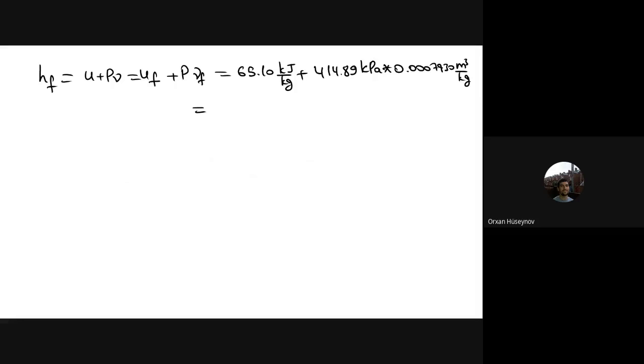Somebody asks the meaning of the nu. Nu is 1 by rho. We've talked about this one in our previous lectures. The opposite of the rho. So what is the value of it? If you have the result, you can tell me, or I can do it.